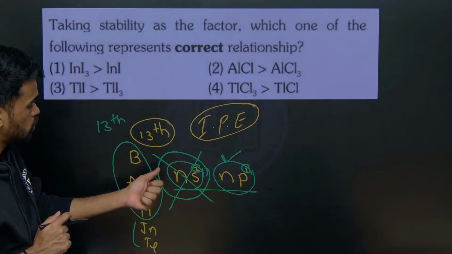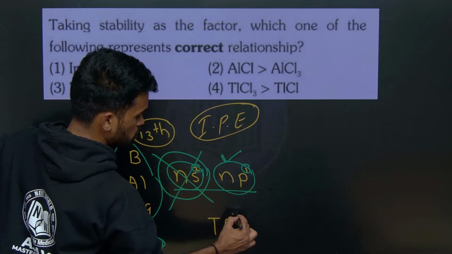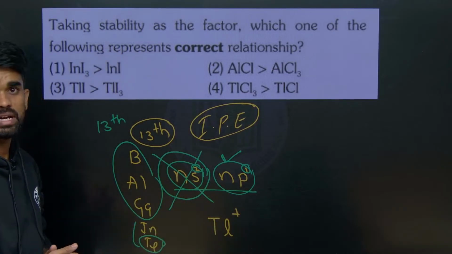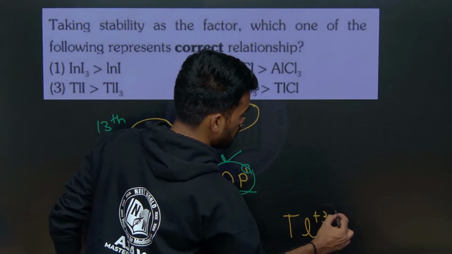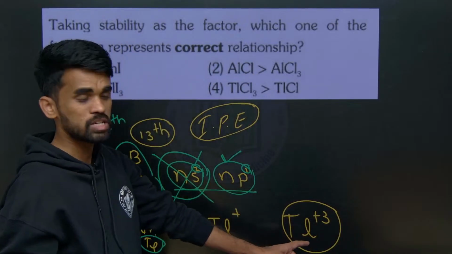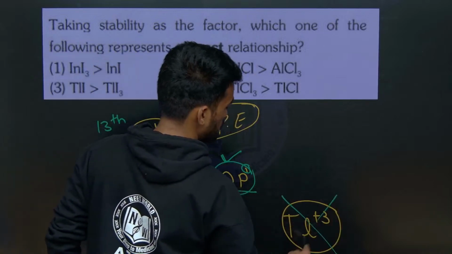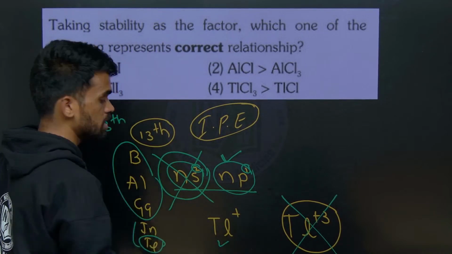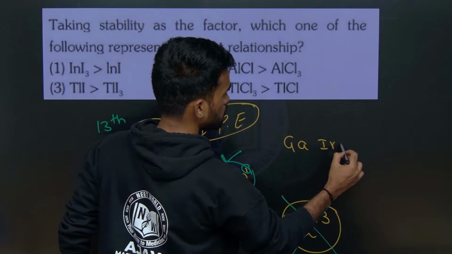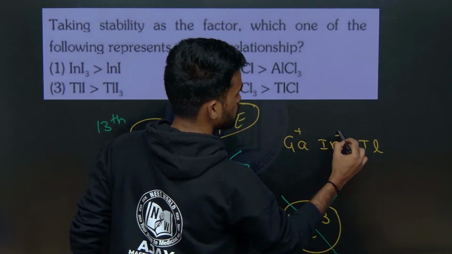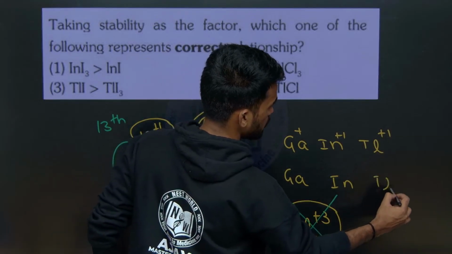Therefore, down the group, thallium will form compounds in the +1 oxidation state more effectively than in the +3 oxidation state. All the compounds of thallium in the +3 oxidation state are highly unstable; only +1 is stable. So if I write gallium, indium, thallium with +1, and gallium, indium, thallium in the +3 oxidation state.